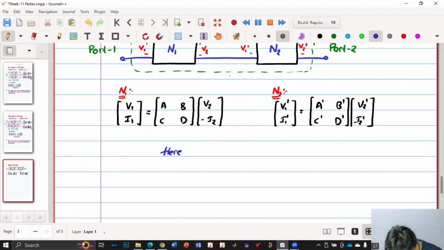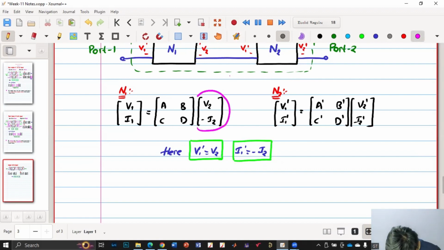So here V1 dash equal to V2 and I1 dash equal to minus I2, because that is what is coming from the connection itself, because they are connected in such a way that this condition is coming into picture. So now if you see this and this becomes same. So now you substitute this for here. So we'll get ABCD into A dash B dash C dash D dash.